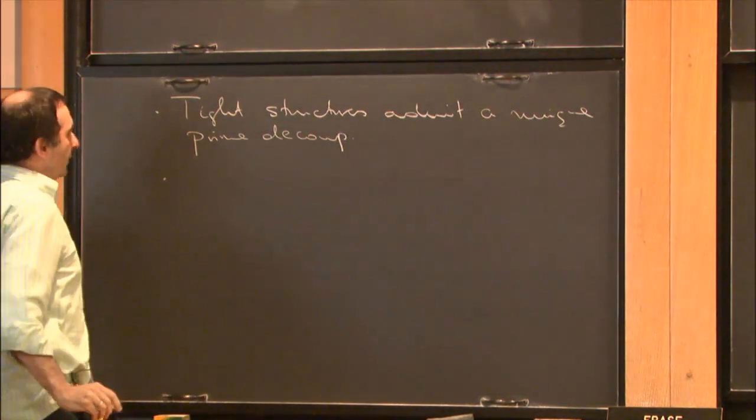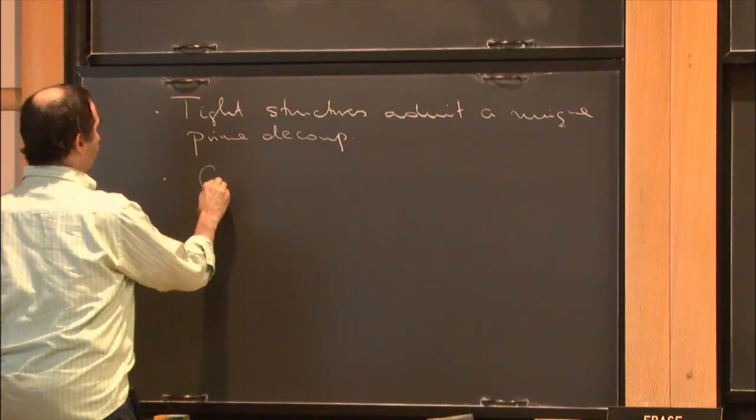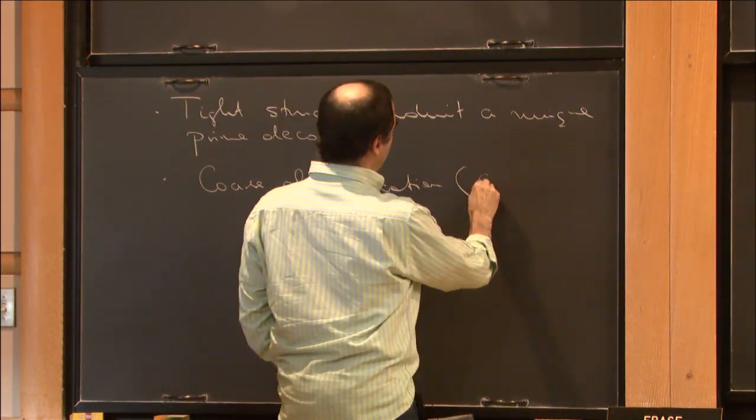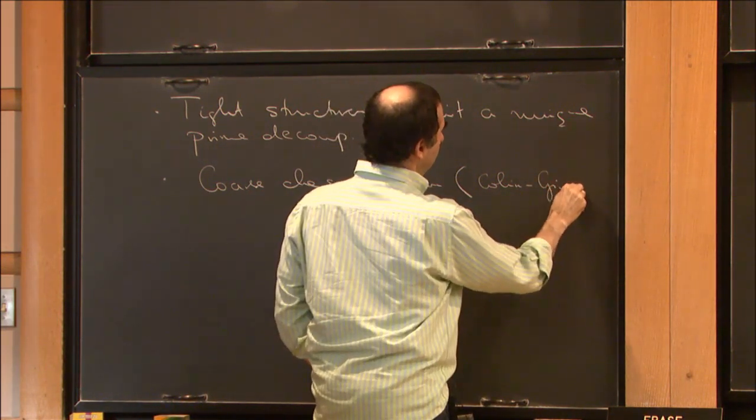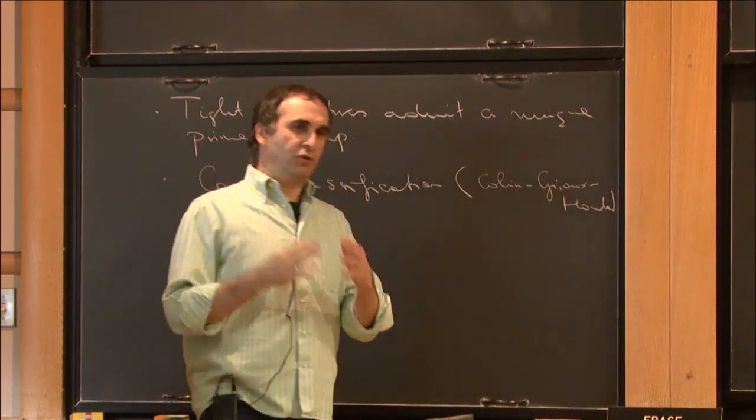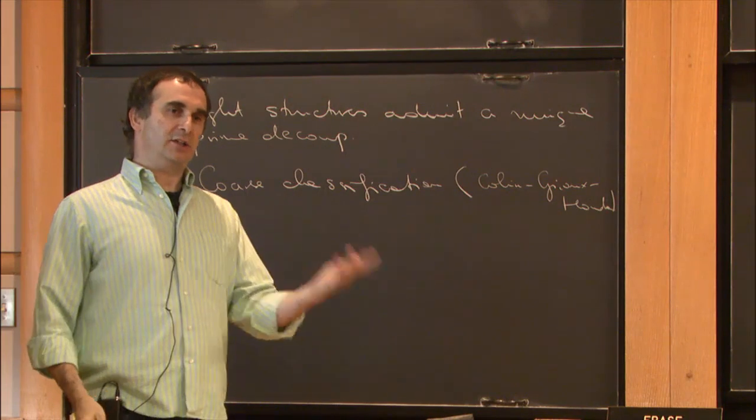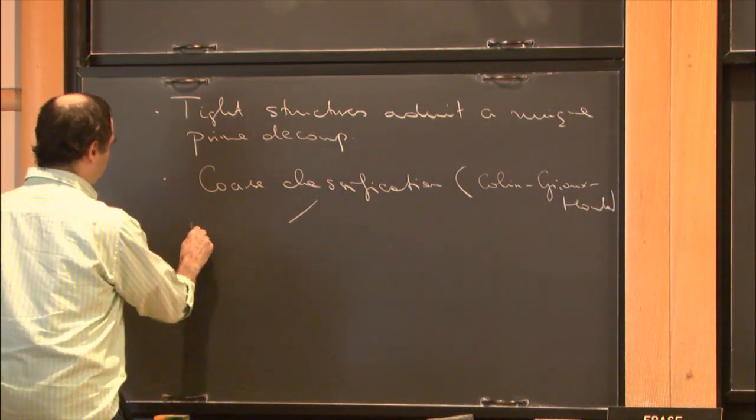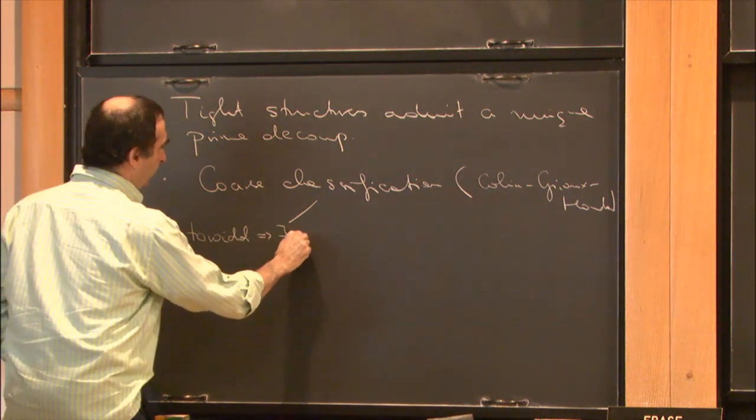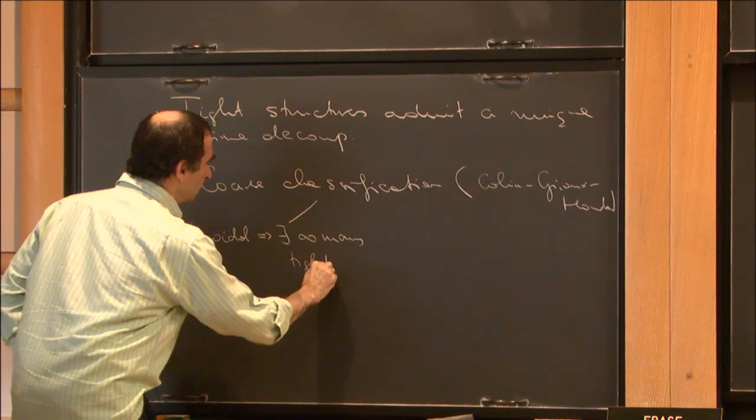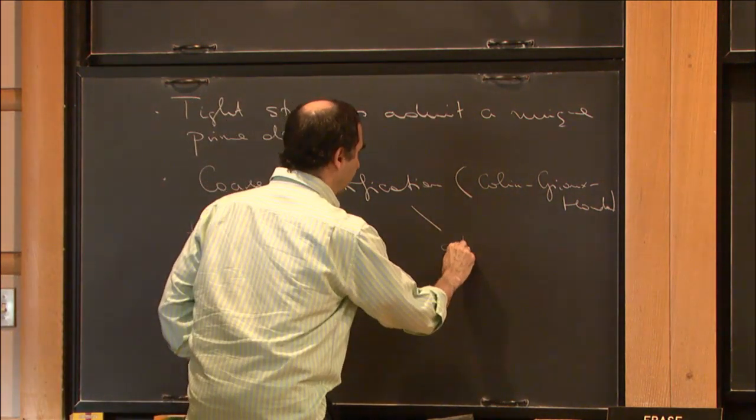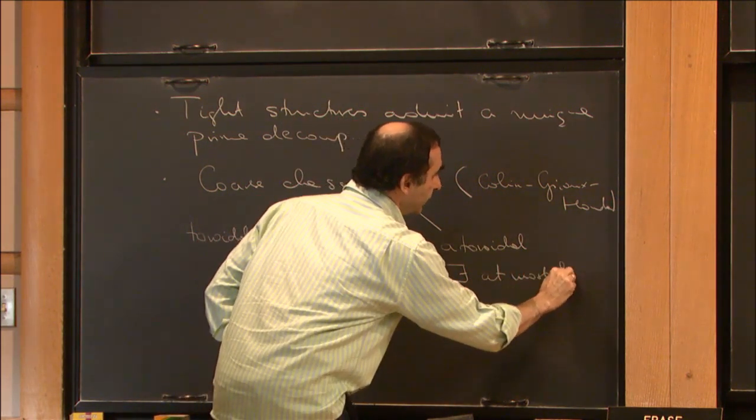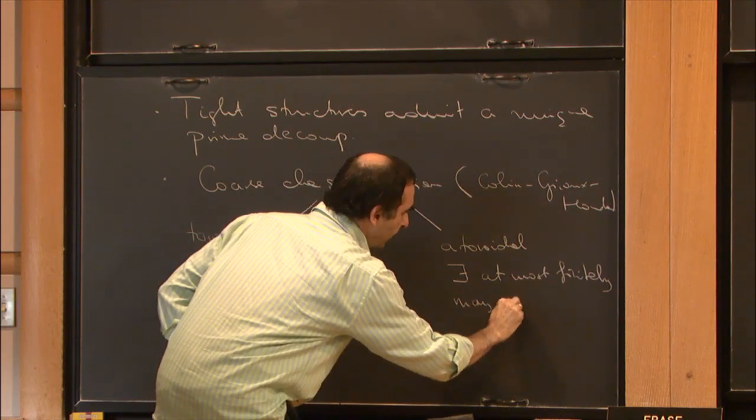And also, there is a coarse classification, which is due to Vincent Colin, Emmanuel Giroux, and Ko Honda, which puts three-manifolds into two classes, depending on whether they contain an essential torus or not. It says that if the three-manifold is toroidal, then there are infinitely many tight structures, and for atoroidal, there are at most finitely many up to isotopy.